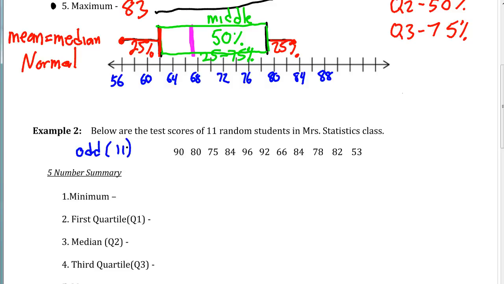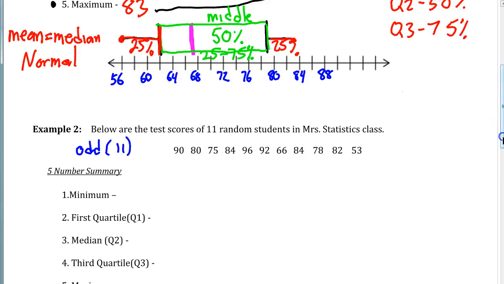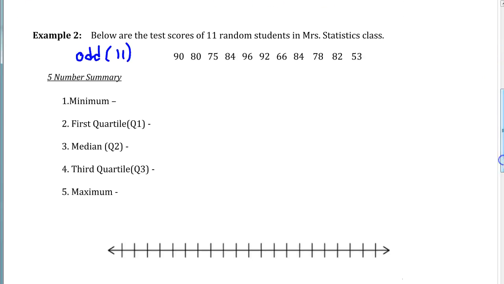So we can start by putting them in order correctly. And if that's not done correctly, nothing will be right afterwards. So be very careful about that. It's like 53 is the lowest. There, 53.